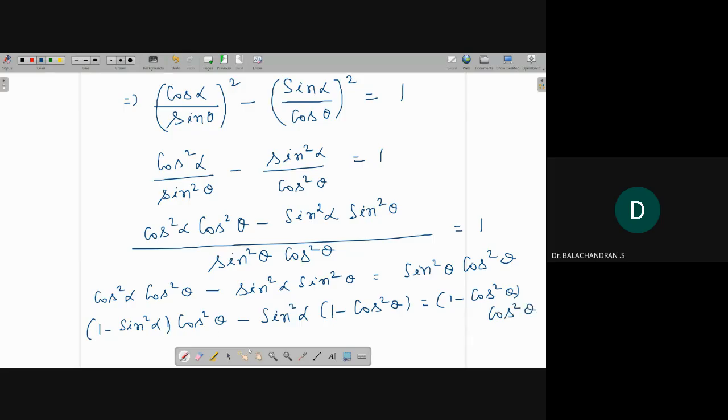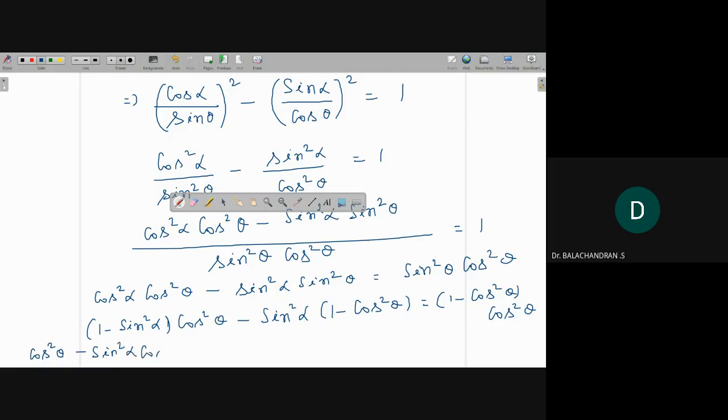So now multiply. If you multiply, you have cos square theta minus sin square alpha into cos square theta minus sin square alpha plus sin square alpha into cos square theta, which is equal to cos square theta minus cos power 4 theta.